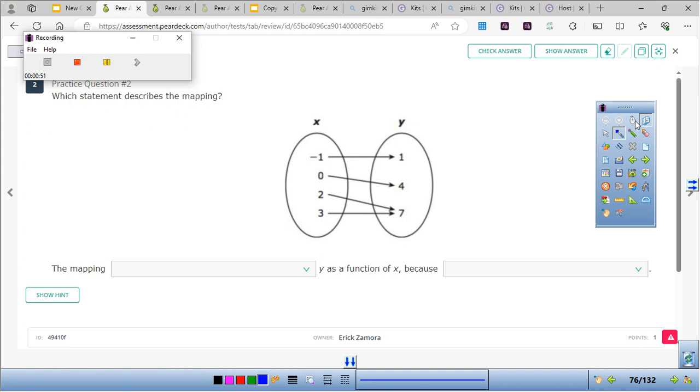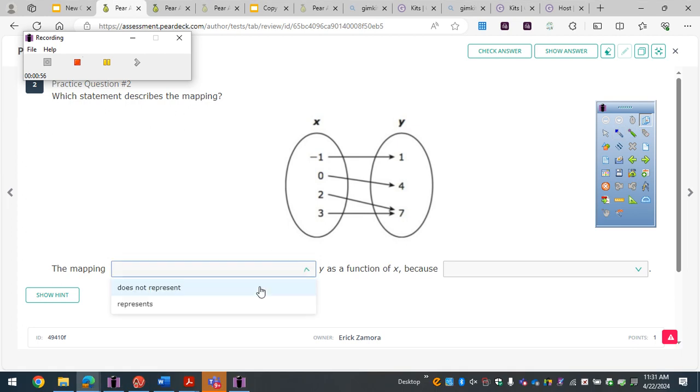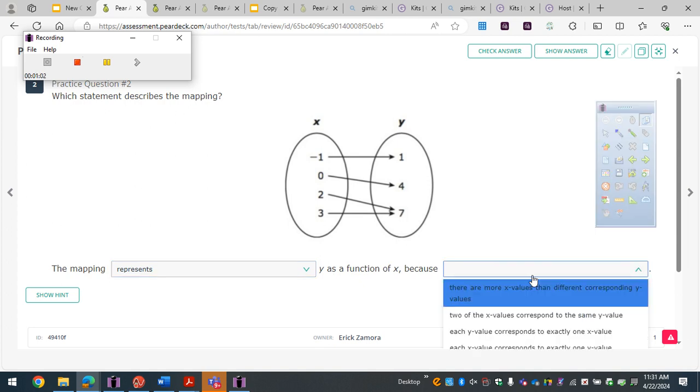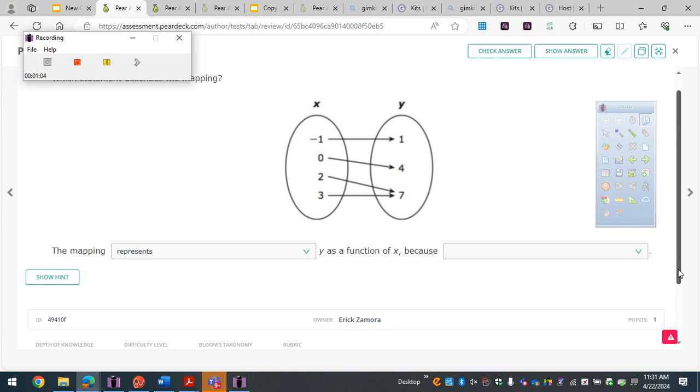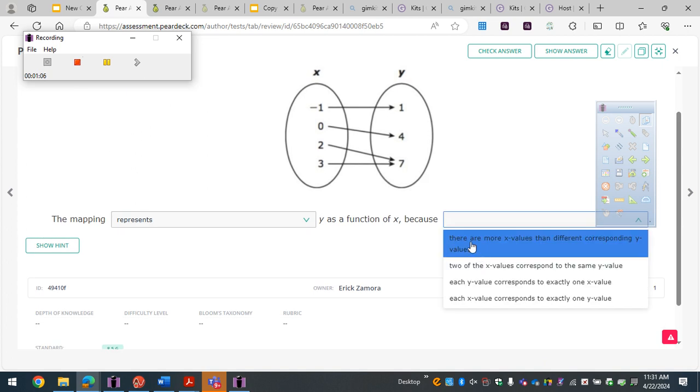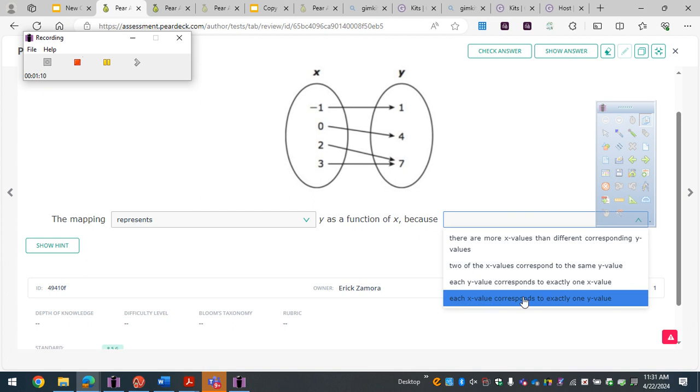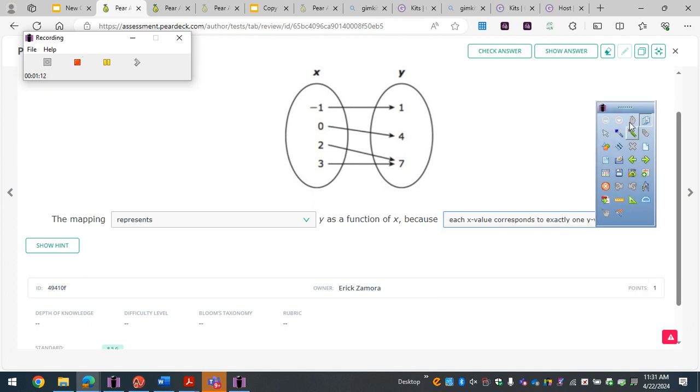The mapping represents a function of x. Why is it a function of x? Because, let me see, it's a one-to-one for sure. Let's see now. There are more x values different now. Each x value corresponds to a y, since x goes first and then y.